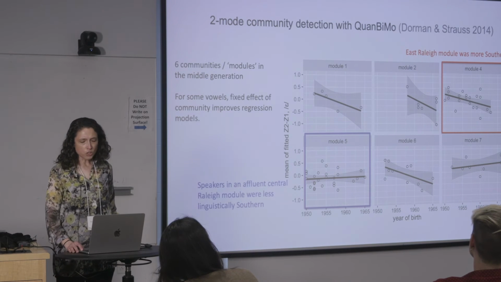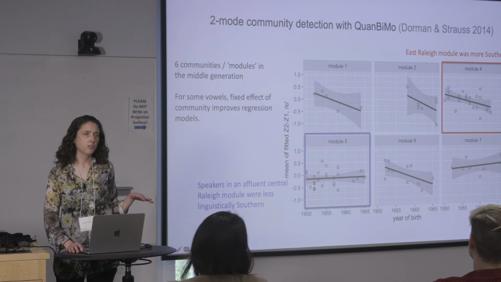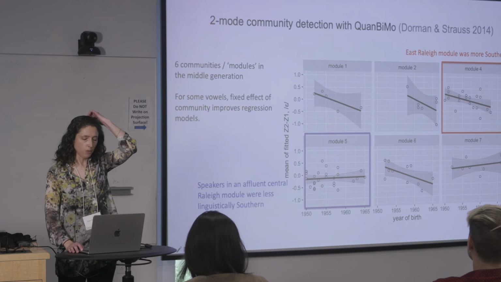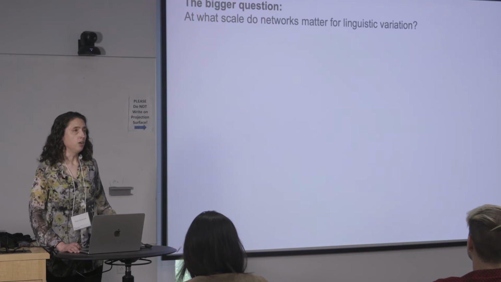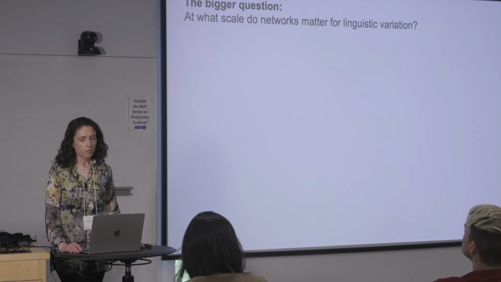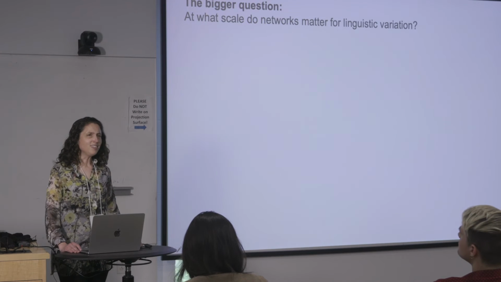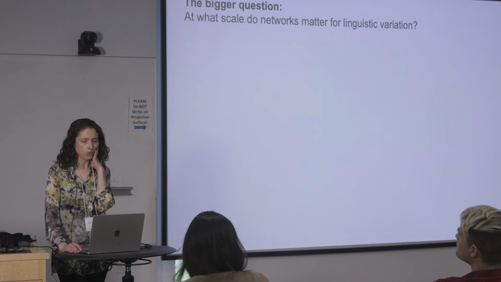Okay, so those were just a few of the results that we got from these various explorations with different network methods. But the bigger question, I think, right now is at what scale do networks matter? So we've got simple variables and we've got complex variables, and this is something that we haven't even really started asking very much in linguistics, and I think we really need to.